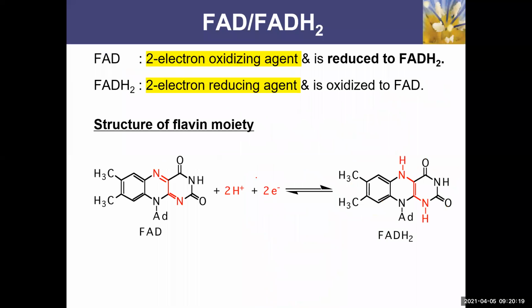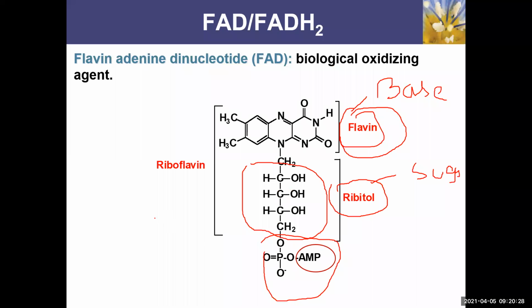Now let's go back to the function of FAD. When we say riboflavin, first of all, riboflavin is basically the vitamin B12. So the vitamin part of this coenzyme is riboflavin, which is called vitamin B12.